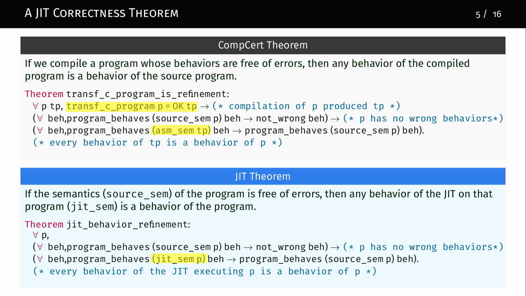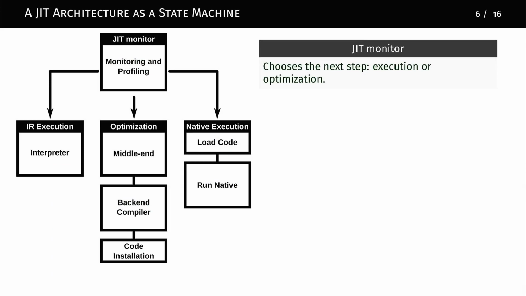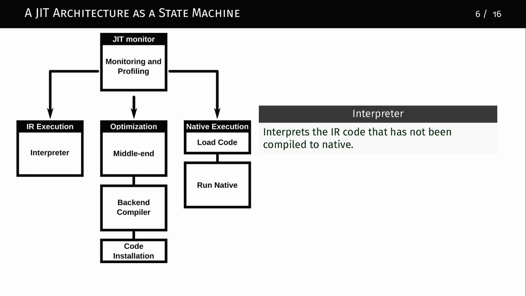So now to define the JIT in such a way that we can have such a JIT semantics to reason about, what we can do is define the JIT as a state machine alternating between all of its components. So speaking of components, our first component on top is going to be called the monitor, and it's a component that's just going to decide which component to call. Are we going to optimize next, or are we going to call the interpreter, or every other component? Next, we also have an interpreter if we want to execute the code that has not been compiled yet.